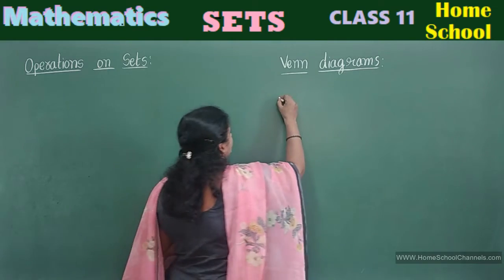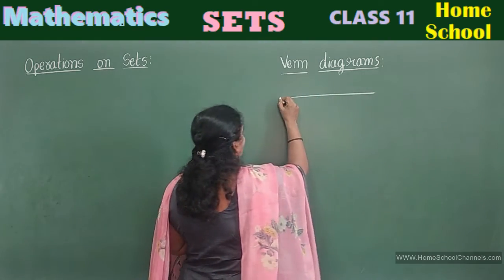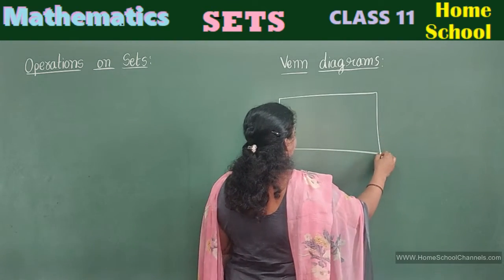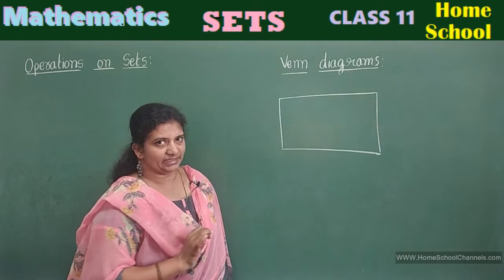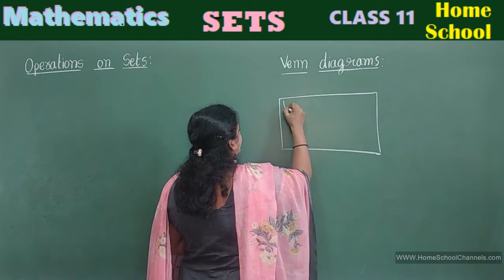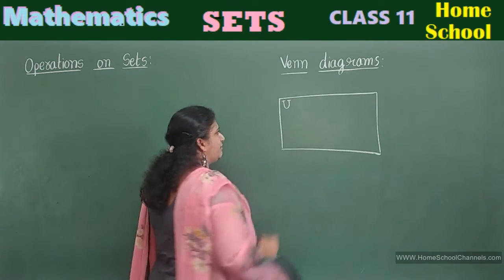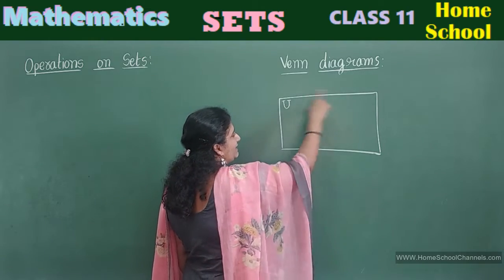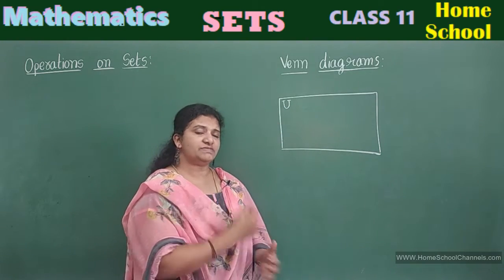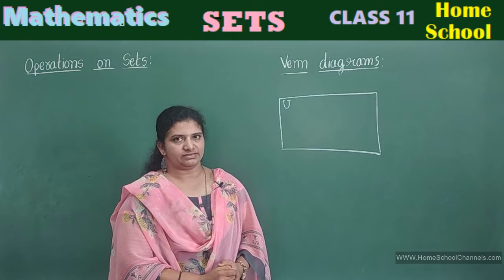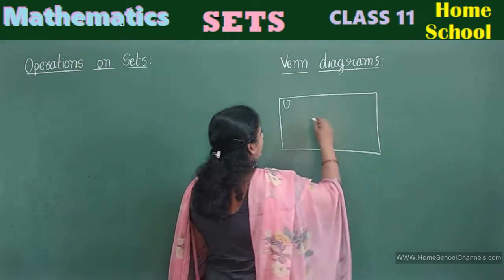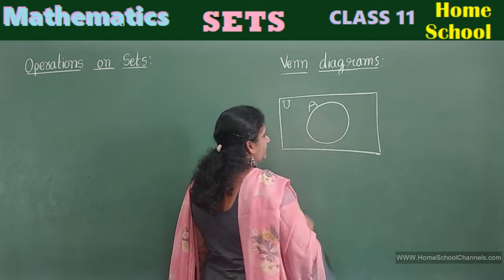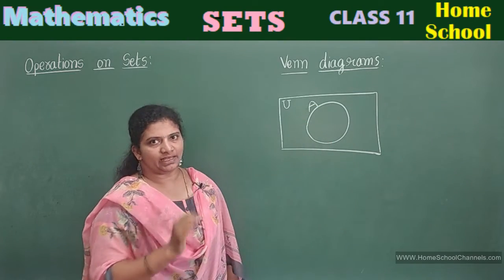Universal set. It contains all the subsets, right? Universal set is represented by a rectangle, and it is denoted by capital U, right inside the rectangle. Other subsets are represented by using circles. Suppose let me take one subset. Let me take one circle and mark on top of it capital A.